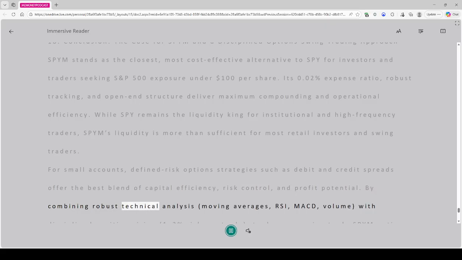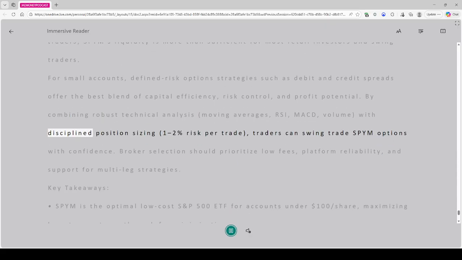By combining robust technical analysis, moving averages, RSI, MACD, volume, with disciplined position sizing, 1 to 2% risk per trade, traders can swing trade SPYM options with confidence. Broker selection should prioritize low fees, platform reliability, and support for multi-leg strategies.